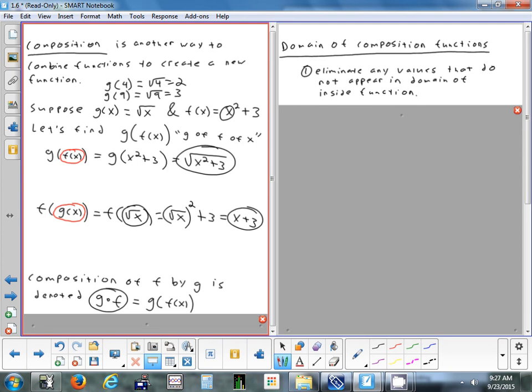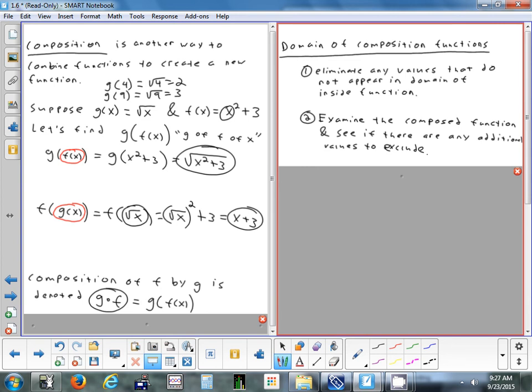So we're eliminating values. What would we be looking for? Is there any value that causes us to divide by 0 if we had a fraction? We'd say, nope, can't use that one. Are there any square roots? If there are square roots, we'd look for things that would give us square roots of negative numbers. We'd say, nope, can't use those. So start with that inside function and rule out anything you need to from that. That's step 1.